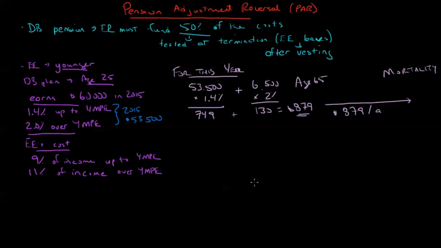So now the employer says, okay, what do we have to put in place in order to fund this? And this is where we do a little bit of a time value of money calculation. Basically, we can present value this back to age 65, and then we can take that present value, use that as our future value, and get a present value at age 25.